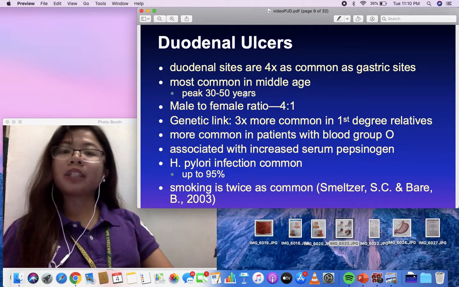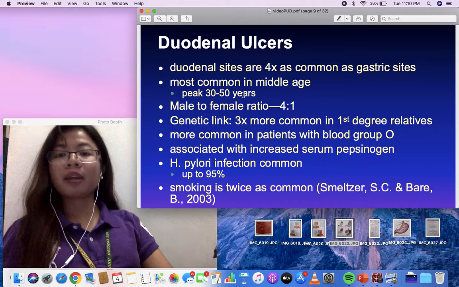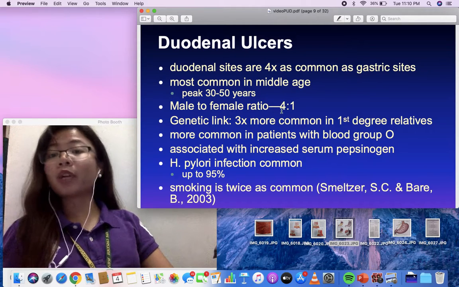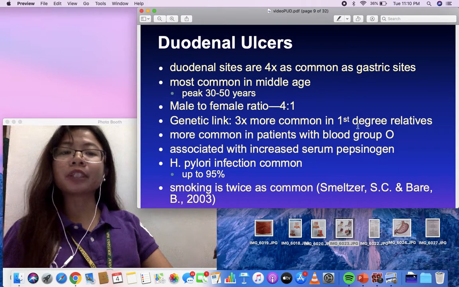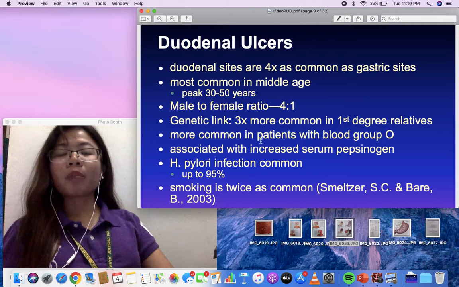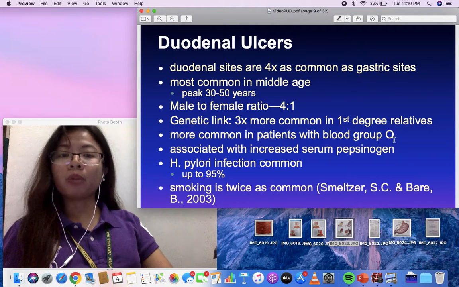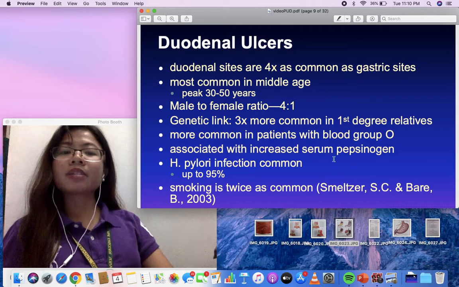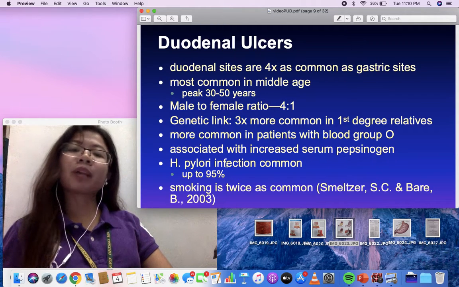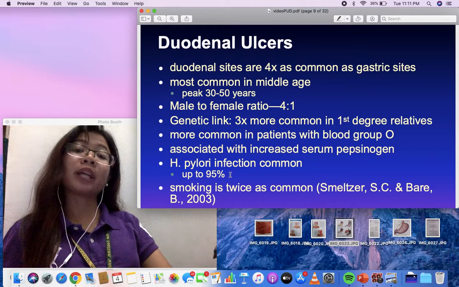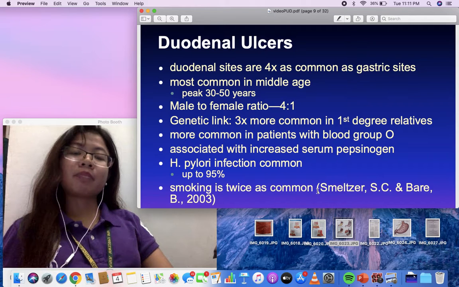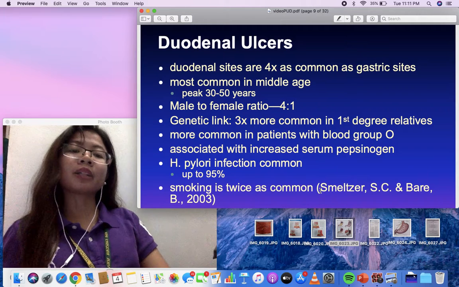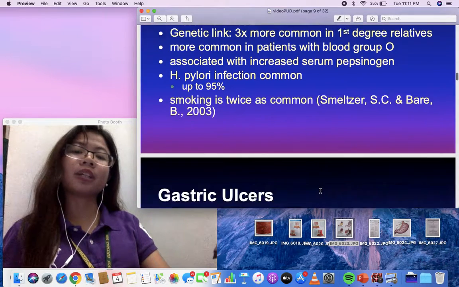Most common in middle age, peak 30 to 50 years old. Male to female ratio is 4:1. Genetically linked, 3 times more common in first-degree relatives. It is more common in patients with blood group O. Associated with increased serum pepsinogen. H. pylori infection is common, up to 95%. Smoking is twice as common. This is according to Smeltzer SC and Bare B 2003.